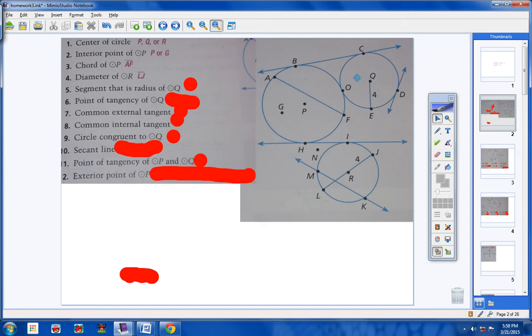Number 5 is segment that is the radius of circle Q. So I'm looking for a radius here in circle Q. The only radius I see is QE. So QE, there we go.